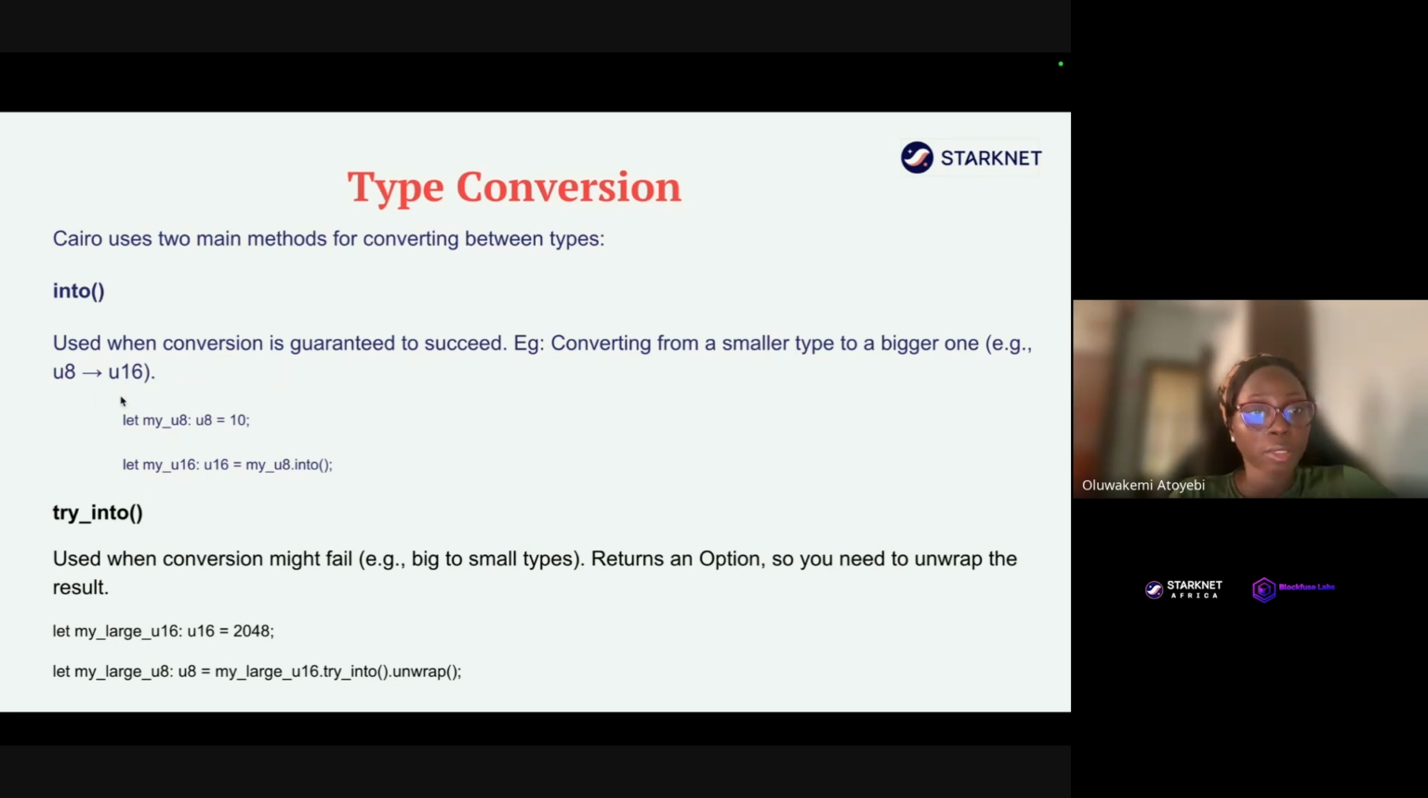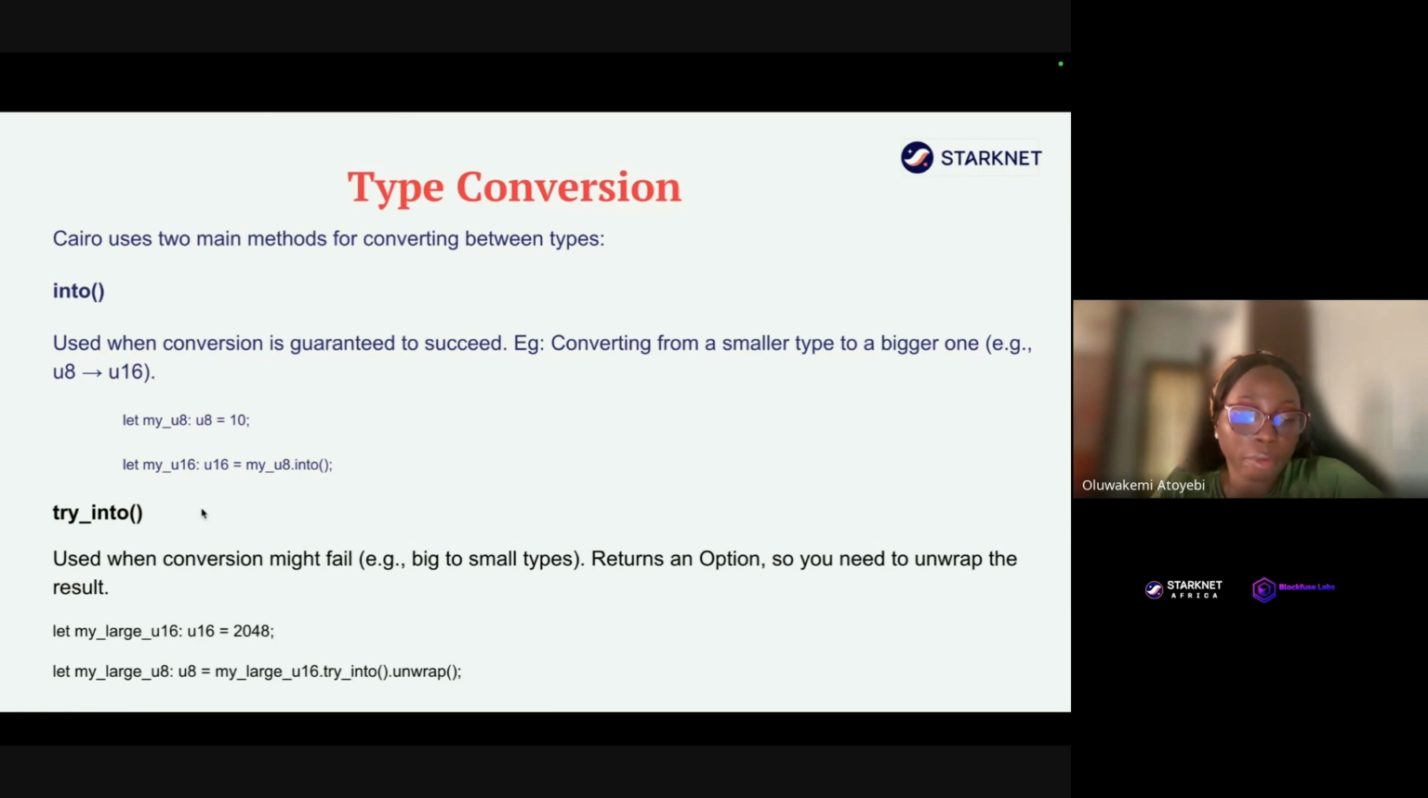You can see what we have here: a u8 is being converted to a u16 type. You first declare your variable name, the type, and then the value. Then you bind it again to the type you are converting to, using the dot into as well. Now for the try_into, you use this when your conversion might fail.